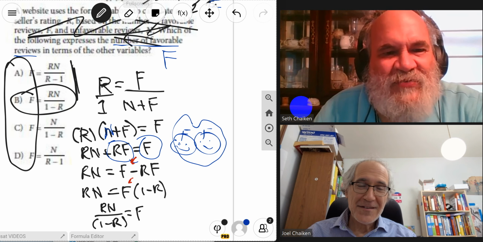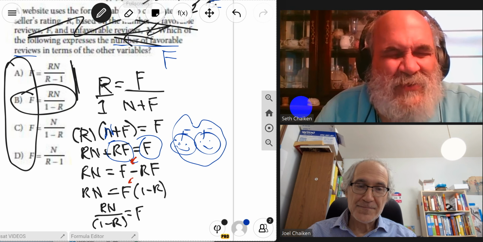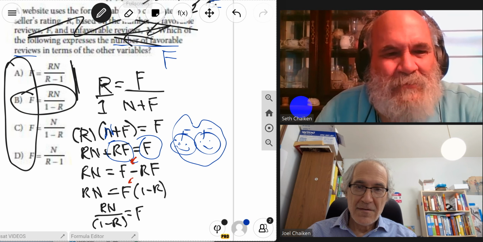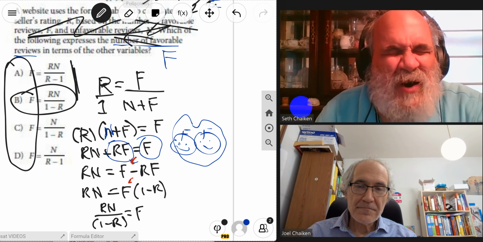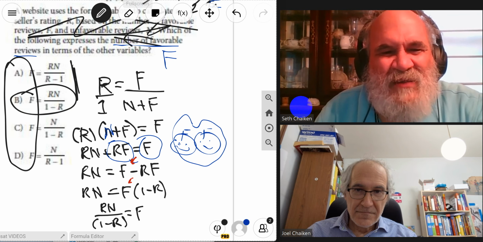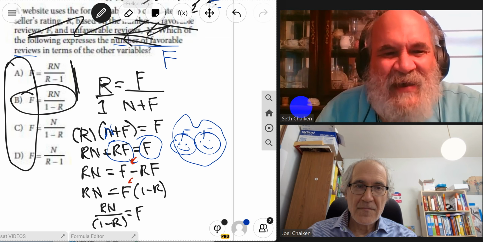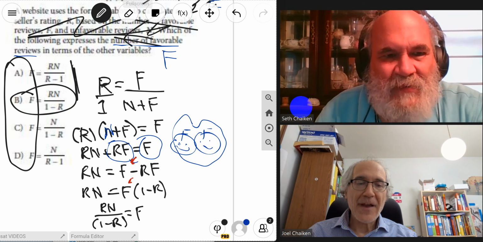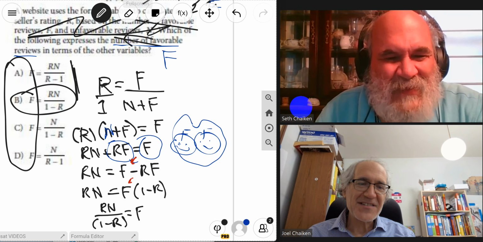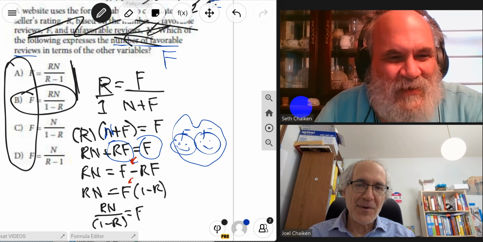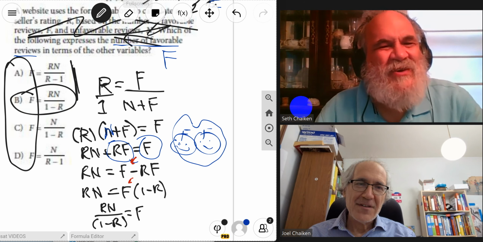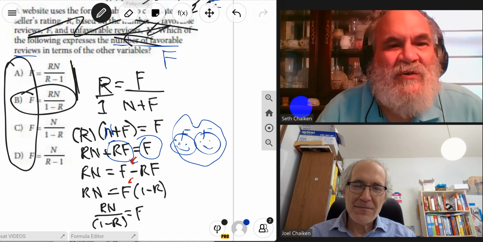No, and of course another way of seeing to take this step is, don't bother dividing R by 1. Simply multiply both sides by N plus F. That's the more legitimate way to do it. If you multiply both sides. Well, both are legitimate. Cross multiply.